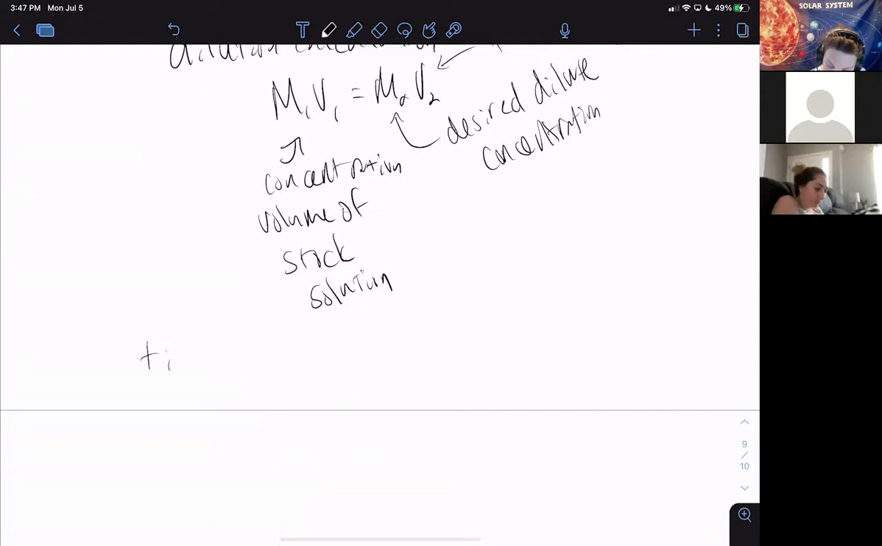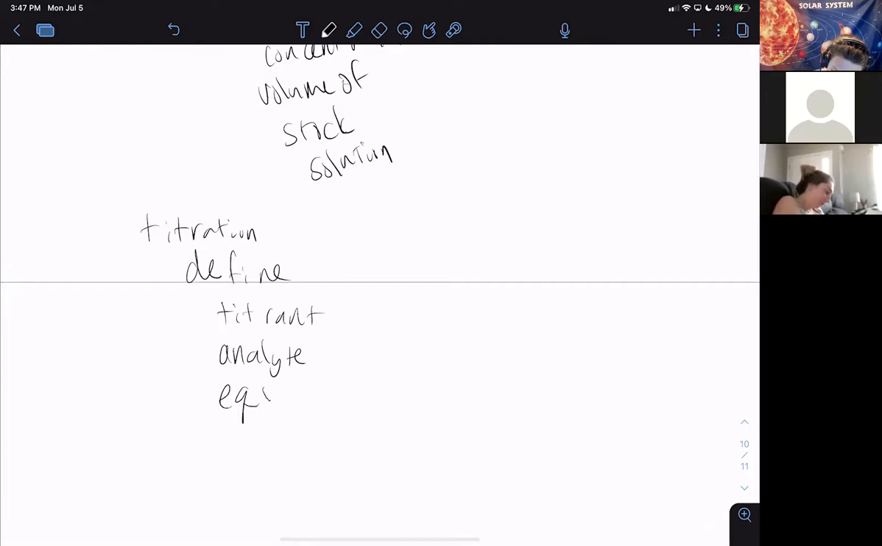Last thing that's in this chapter or module is the idea of titration. So with titration, you should be able to define titrant, analyte, equivalence point, and what an indicator is.